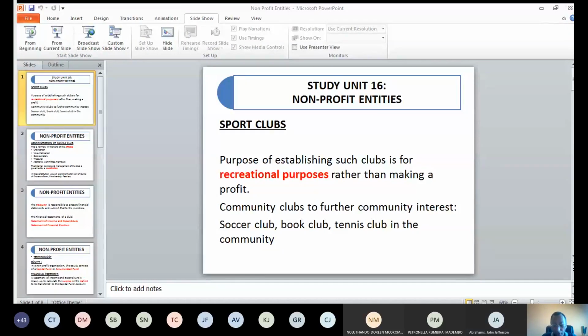Now, guys, when we are talking about non-profit entities, please bear with us here. There's quite a lot of theory that I need to get through to get you an understanding of what is required under this section of the work. So, when we speak about non-profit entities and the books that you must do for a non-profit entity, we are referring to examples such as sport clubs, okay?